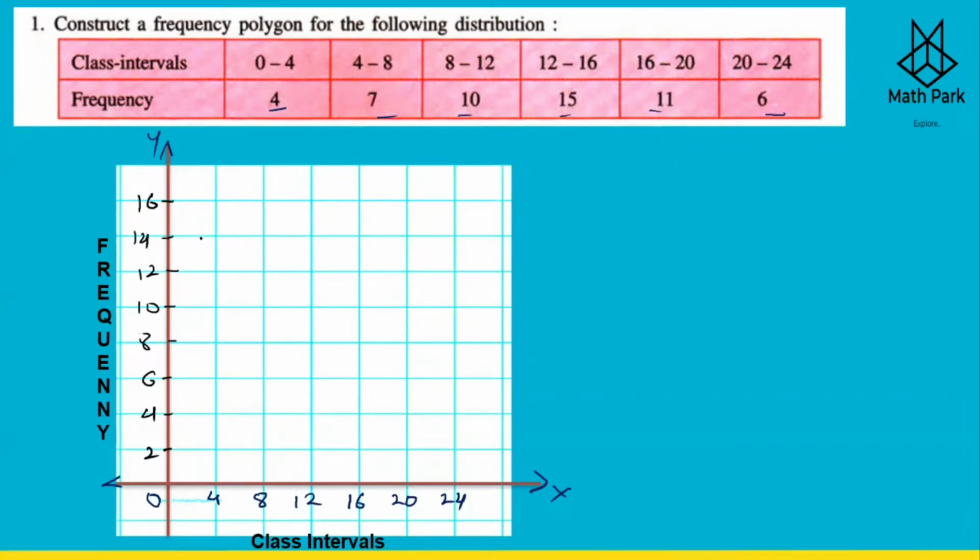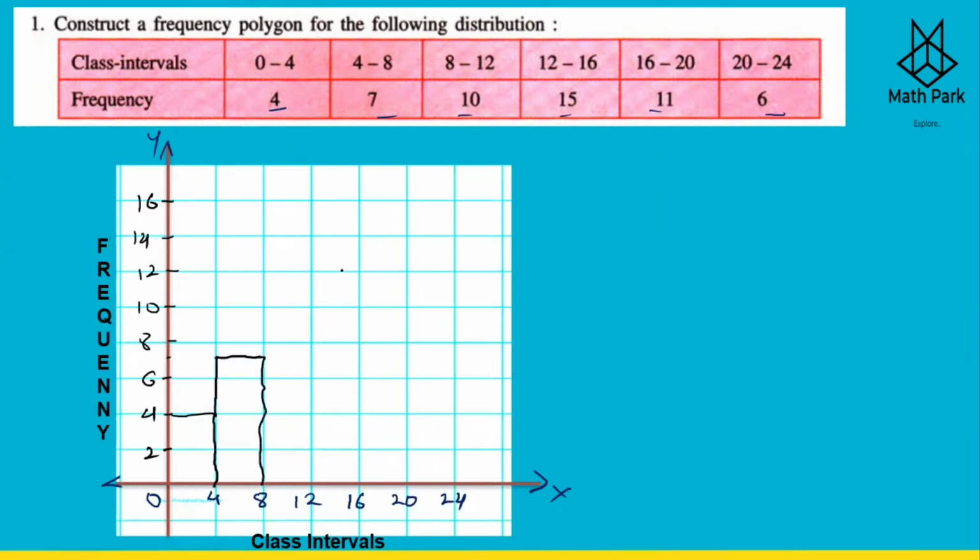So 0 to 4, the frequency is 4. So we draw a rectangle over here, 0 to 4, it is 4. Now 4 to 8, it is 7. So 7 is over here. So we go to 7. We continue drawing the rectangles. So 4 to 8, it is 7.